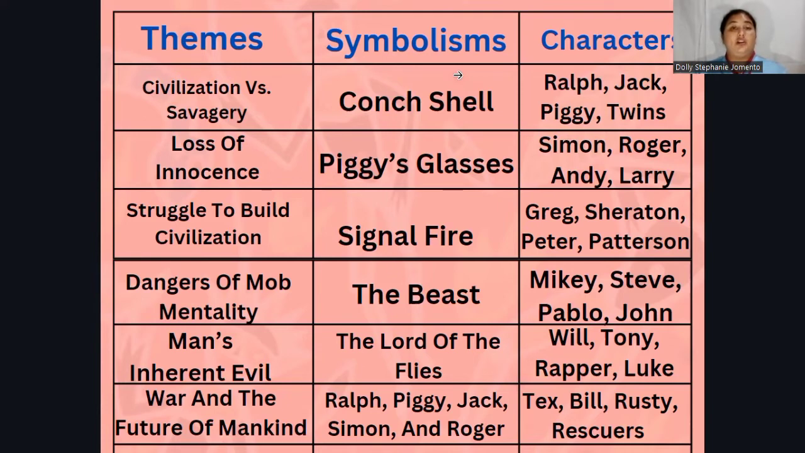So first is the conch shell. Ralph and Piggy discovered the conch shell on the beach at the start of the novel and use it to summon the boys together after the crash separates them. Used in this capacity, the conch shell becomes a powerful symbol of civilization and order in the novel. The shell effectively governs the boys' meetings, for the boy who holds the shell holds the right to speak.